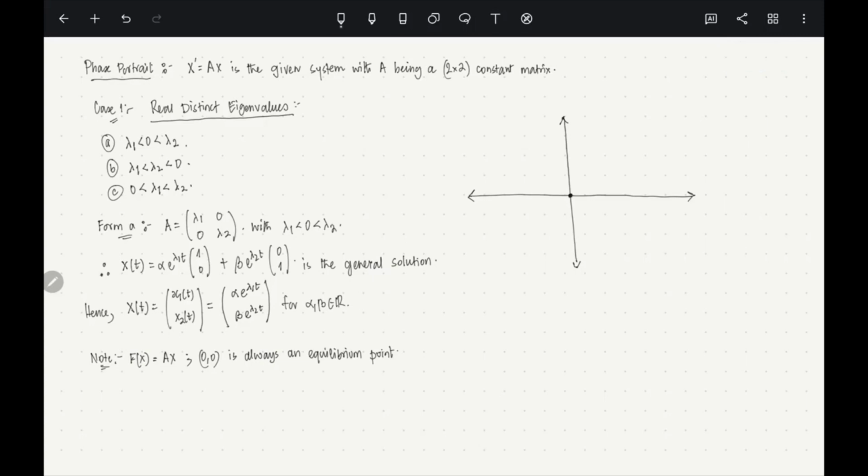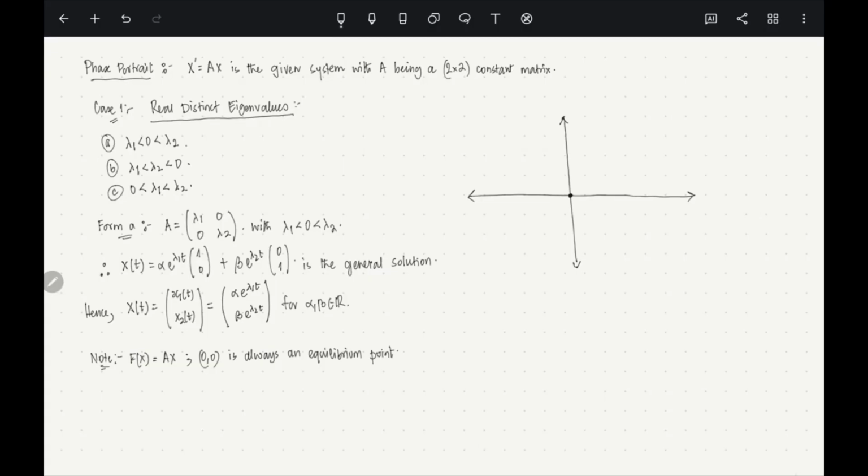Okay, so equilibrium point is basically, now the question is this: we want to see how the trajectories behave near the equilibrium point. That's the whole idea of this course, right? So let's look at that. See, what is happening here is this: first of all, alpha and beta are any real numbers, right?